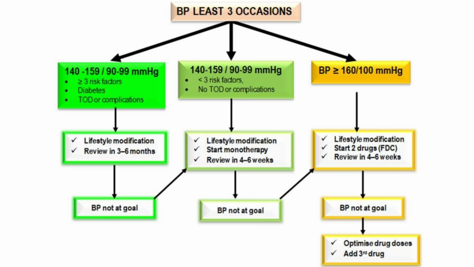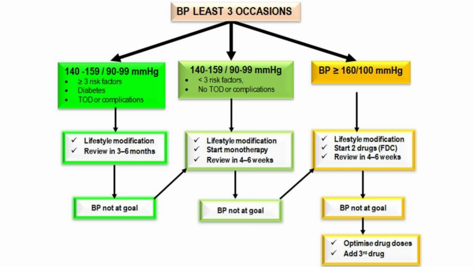Grade 1 hypertension in patients with less than 3 risk factors, no target organ disease, and no complication is managed by lifestyle modification and starting monotherapy and reviewing patients in 4 to 6 weeks. If blood pressure is not at goal on review, continue lifestyle modification and add a second drug class and review the patient in 4 to 6 weeks.